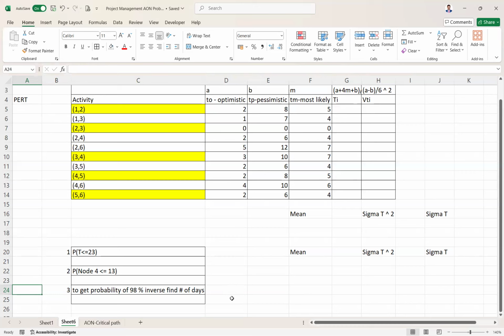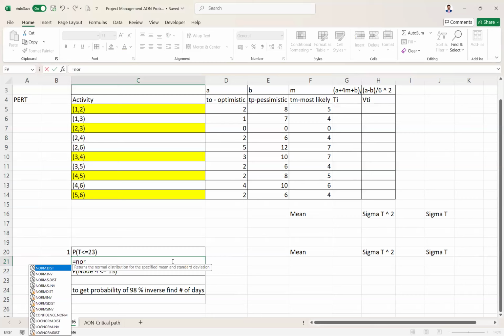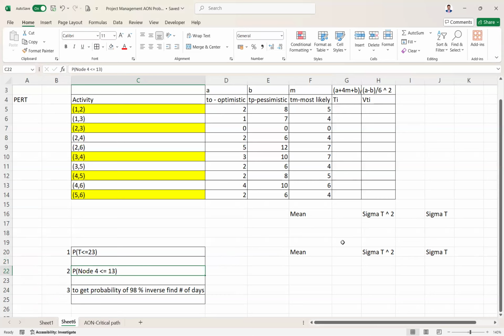For that, first we need to get the mean and the variance because we are going to use the NORM.DIST formula here. I'll just show you NORM.DIST. It takes x, mean, standard deviation, and cumulative. X is nothing but this 23. Mean is what we are going to calculate. Then standard deviation is our sigma t. Cumulative, you can just keep it 0. So let us get those values.